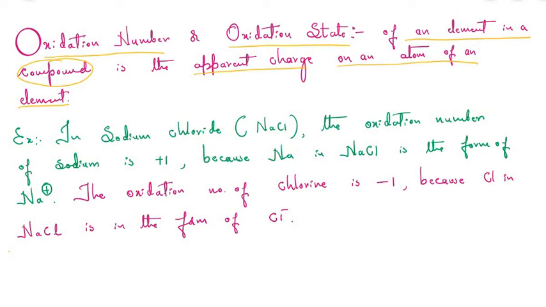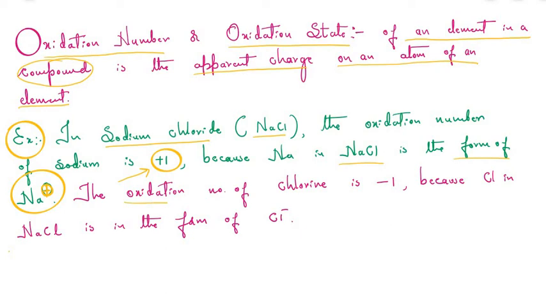So we have one example, that is sodium chloride, having the formula NaCl. The oxidation number of sodium is +1 because Na in NaCl is in the form of Na+. Why is it Na+? Because sodium is an electropositive element. It has the tendency to lose an electron. After losing the electron, the positive charge appears, which is one positive charge. Therefore Na has an oxidation state of +1.